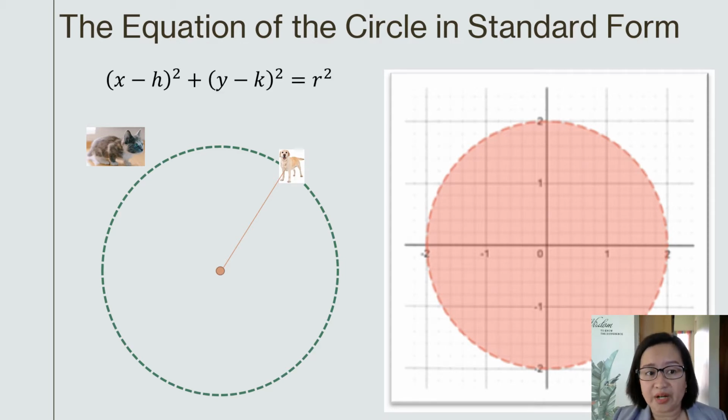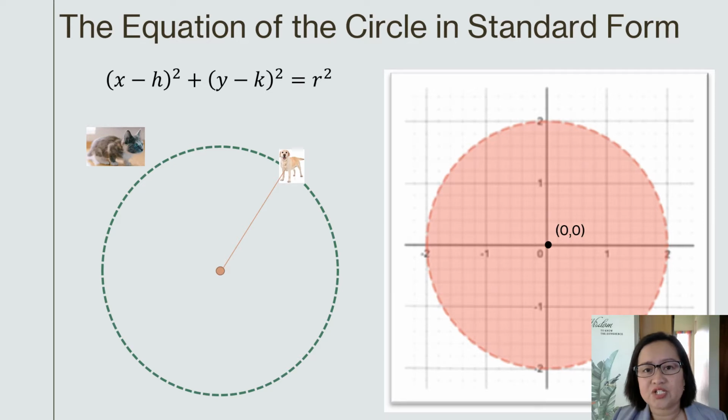It is given by (x − h)² + (y − k)² = r², where h and k are the coordinates of the center and r is the length of the radius. In our problem, we assume that the center is at the origin, having coordinates (0, 0).